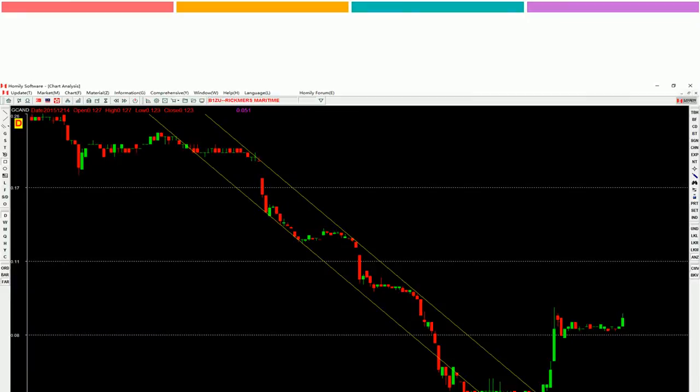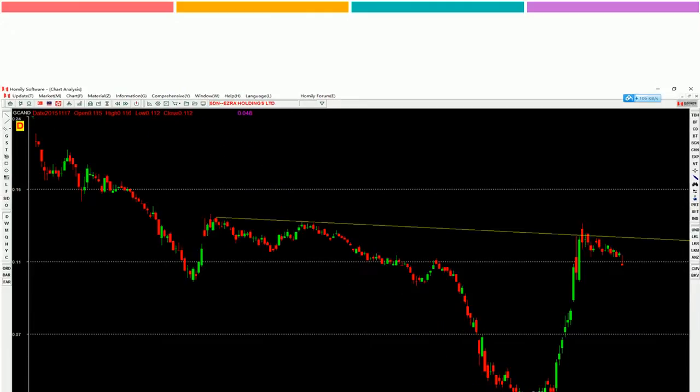Then if you draw the trend line, draw the effective trend line, then how to judge this is the reversal signal? If you see the price upward break out the trend line, this is the reversal signal. Okay, so you should know this is the chance for buying some stocks.